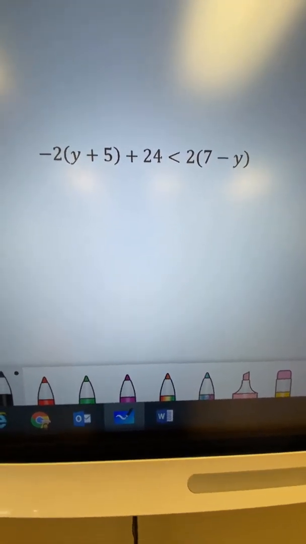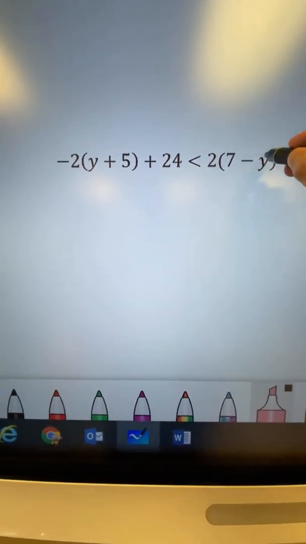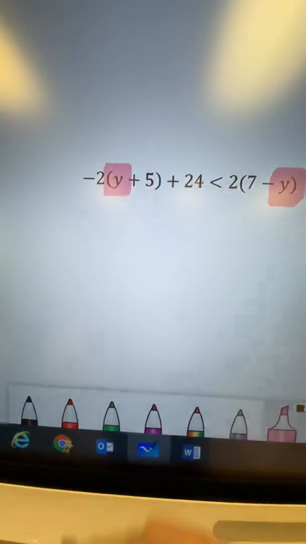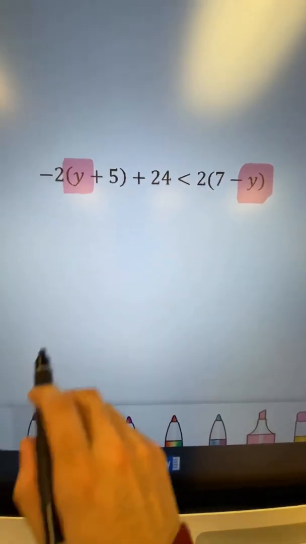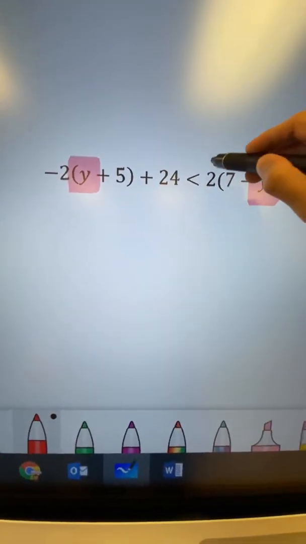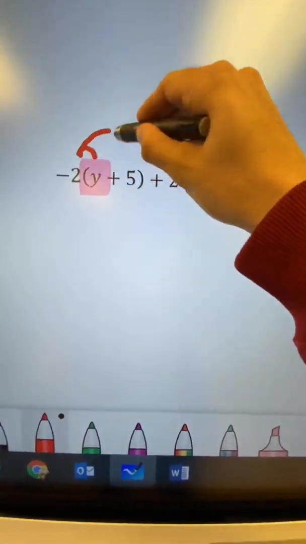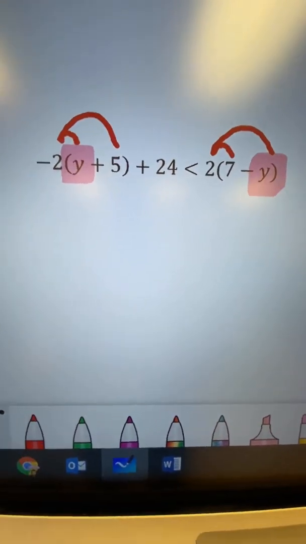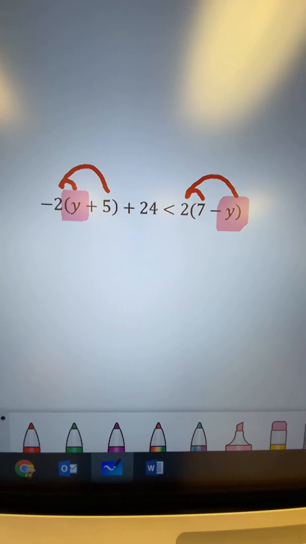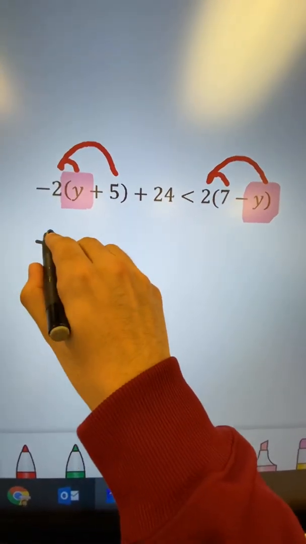All right, for this inequality here, notice that we have a variable here and one right here. And you don't have access to those variables until you first apply the distributive property. So that's the first thing I'm going to do on each side before I try to do anything with like terms. So here, I'm going to do negative 2y, right?